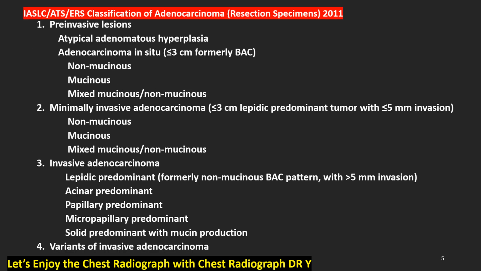This table is the classification of adenocarcinoma resection specimens, year 2011, made by the International Association for the Study of Lung Cancer, American Thoracic Society, and European Respiratory Society. At first glance, we may be frustrated with the complexity of the contents, but after we finish the session, we will feel more comfortable with this classification, I'm sure. They categorized it into 4 types. First is pre-invasive lesions. Second, minimally invasive adenocarcinoma. Third, invasive adenocarcinoma. And fourth, the variants of invasive adenocarcinoma. Going up means less invasiveness. Going down means more aggressiveness.